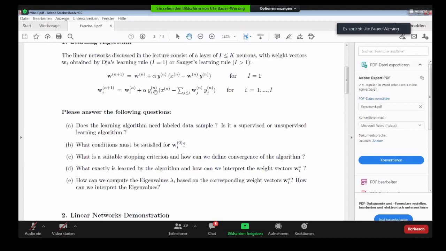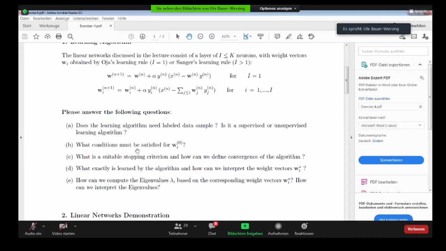We spent some time to derive this learning rule. We also saw the extension of Oja's learning rule to a learning rule that can be applied to all neurons in a linear layer. That's Sanger's learning rule. It's a bit more complicated in this term that does the regularization. So the first question was, is it supervised or unsupervised? The question is pretty easy. It's unsupervised because we are not using target values for input vectors X.